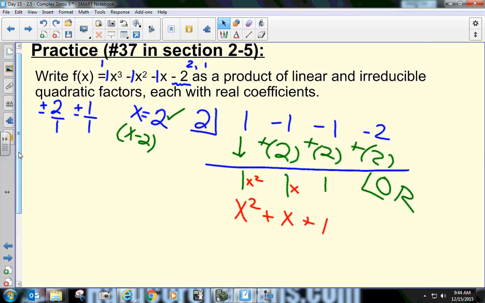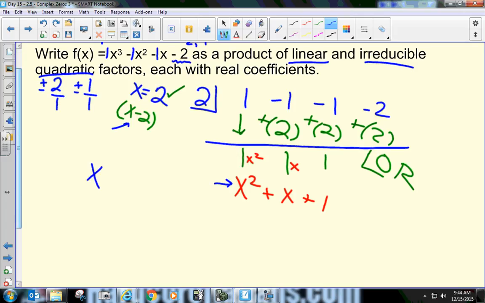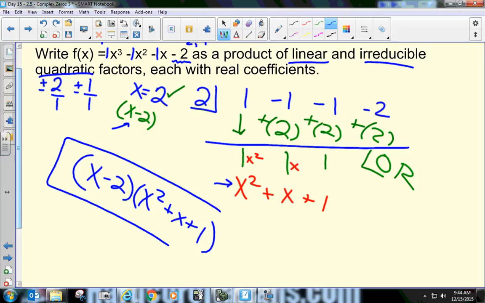They want it as a factor of linear and an irreducible quadratic. Guess what? This is an irreducible quadratic. This is linear. So I'm just going to say x minus 2 times x squared plus x plus 1. There you go. There it is in all of its glory. Not too shabby.